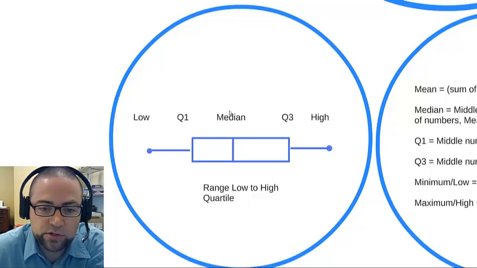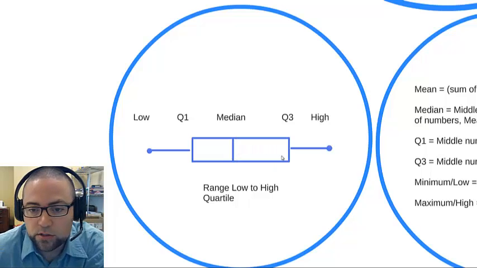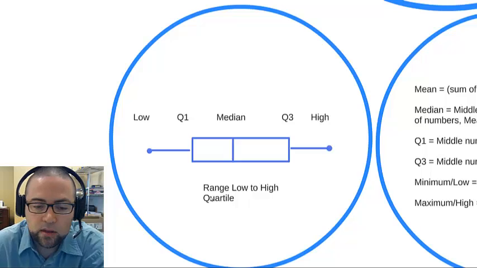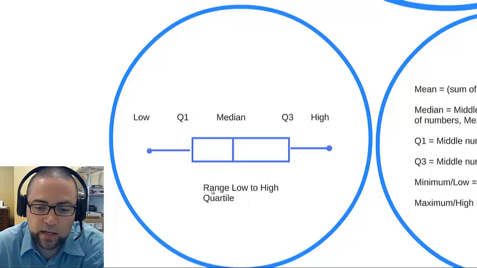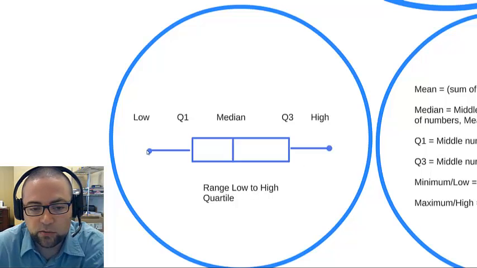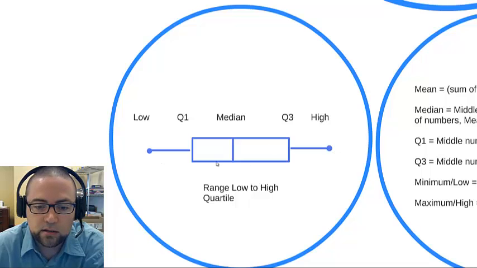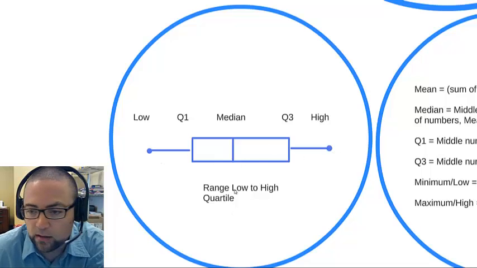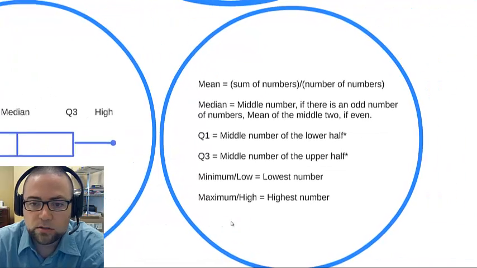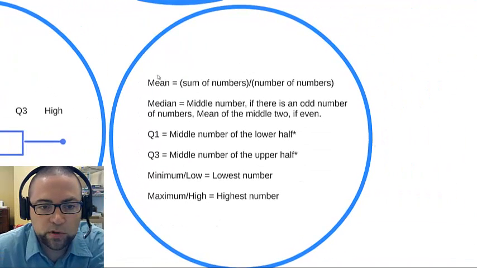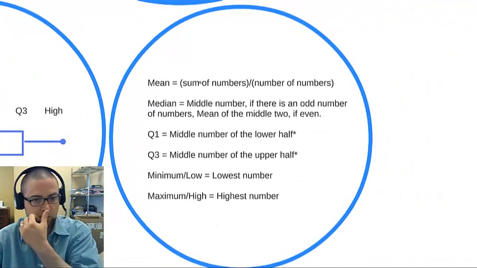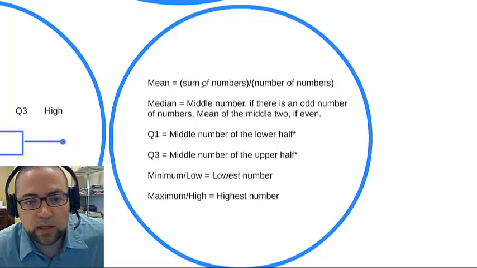And then we give a special name to the middle. We call it the median. And then there's Q3 and the high. And we also want to come up with a range of values. So what's the low and what's the high? So it goes low to high. And again, that's quartile.